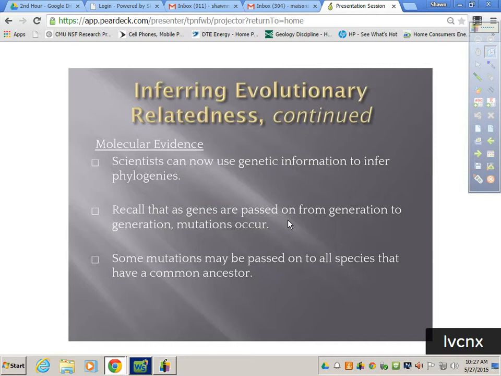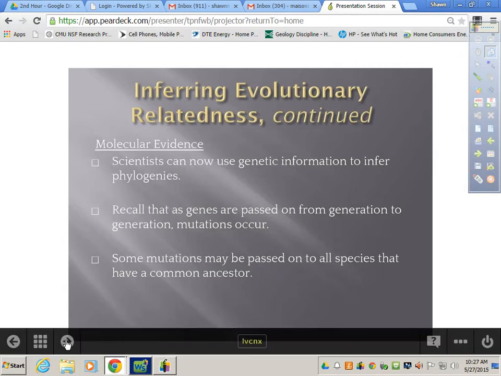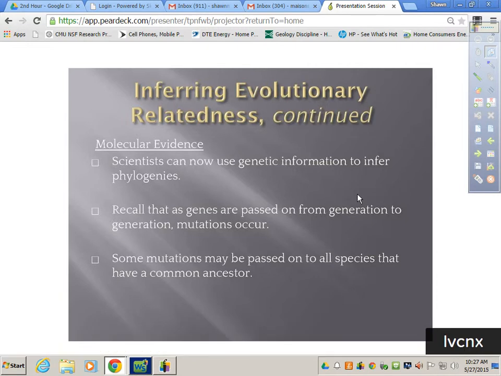So some mutations may be passed on to all species that have a common ancestor, but remember, it's the genes that are passed on from generation to generation, and you have to have mutations in those genes. And it can't just be in like the skin or the body cell, it must be in a sex cell of that species. Now, when I look at molecular evidence, the only downfall to DNA science is if the species is extinct, and I'm trying to look at our past. Like if I go back in time and I find a pile of trilobite fossils, I can't do a DNA fingerprint on them.